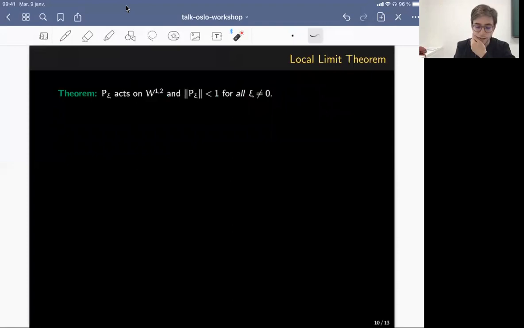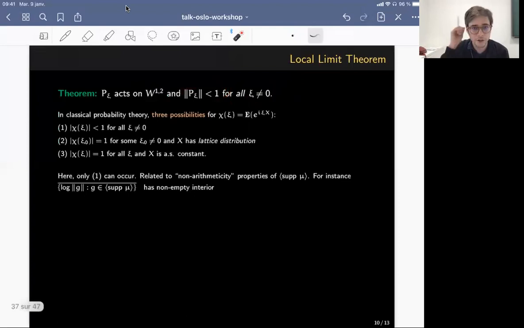If you've never seen this kind of property and don't realize why it's important, let me just give some analogy with classical real random variables. If you have a real random variable X, we can look at the Fourier transform or characteristic function χ of ξ, which is the expected value of e to the iξX. So this function tells almost everything about the random variable.